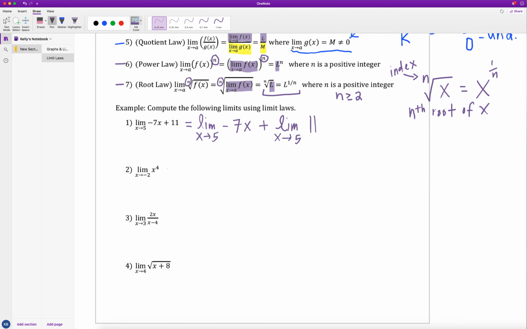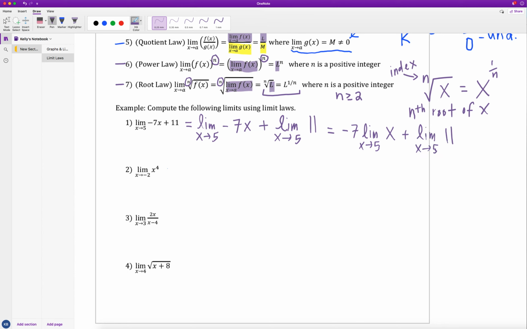So this is using the sum law by breaking it apart into my first function, which was the negative 7x, plus the limit of my second function, which is 11. From here, the limit of 11 I'm able to take, but for the limit of negative 7x, I need to use the constant multiple law and kind of factor out, or take out, that coefficient since it has no effect on the limit. So using the constant multiple law on the first piece, I'll end up with negative 7 times the limit as x approaches 5 of x, plus the limit as x approaches 5 of 11.